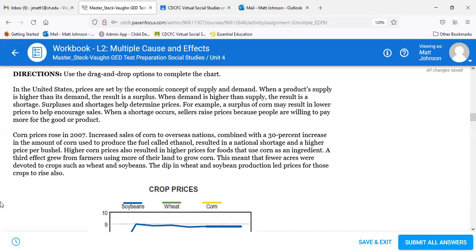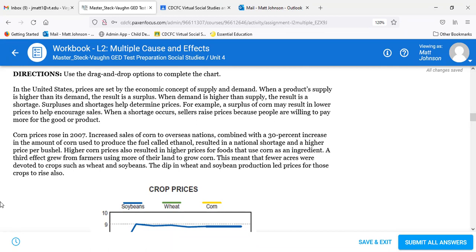In the United States, prices are set by the economic concept of supply and demand. When a product's supply is higher than its demand, the result is a surplus. When demand is higher than supply, the result is shortage. Surpluses and shortages help determine prices. For example, a surplus of corn may result in lower prices to help encourage sales. When a shortage occurs, sellers raise prices because people are willing to pay more for the good or product.